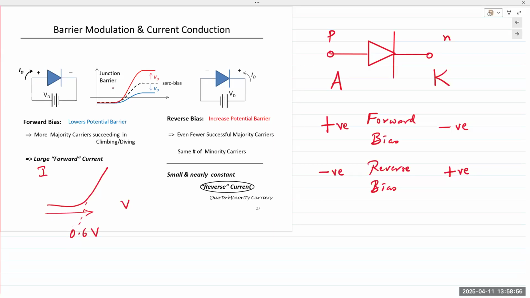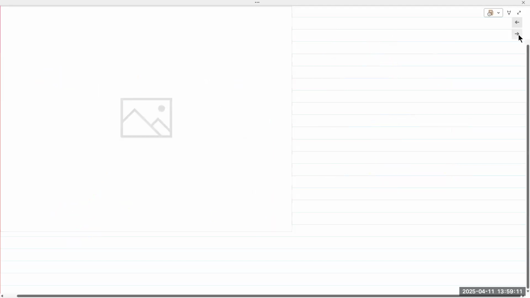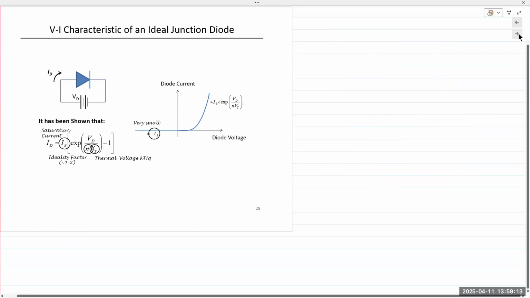So in reverse bias, the reverse current is due to minority carriers, approximately 10⁻⁹ to 10⁻¹⁵. All right, that's the VI characteristic of an ideal diode.